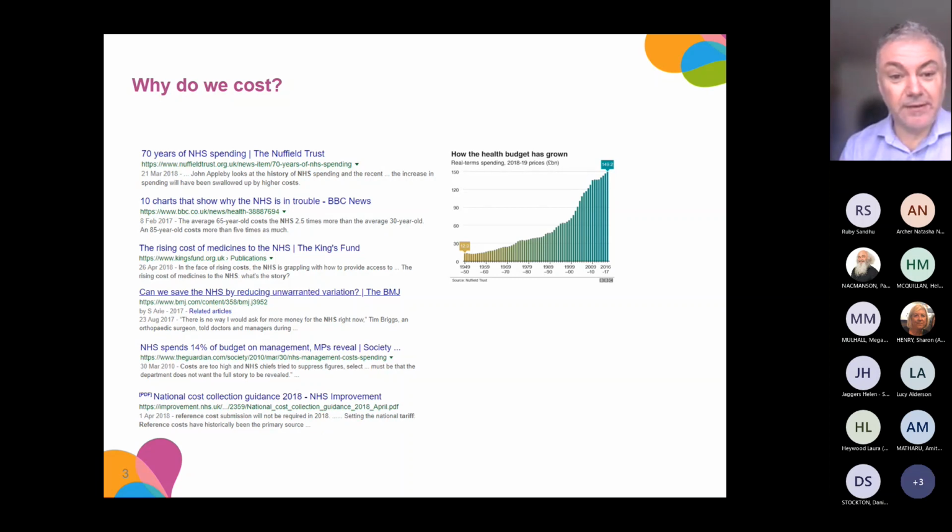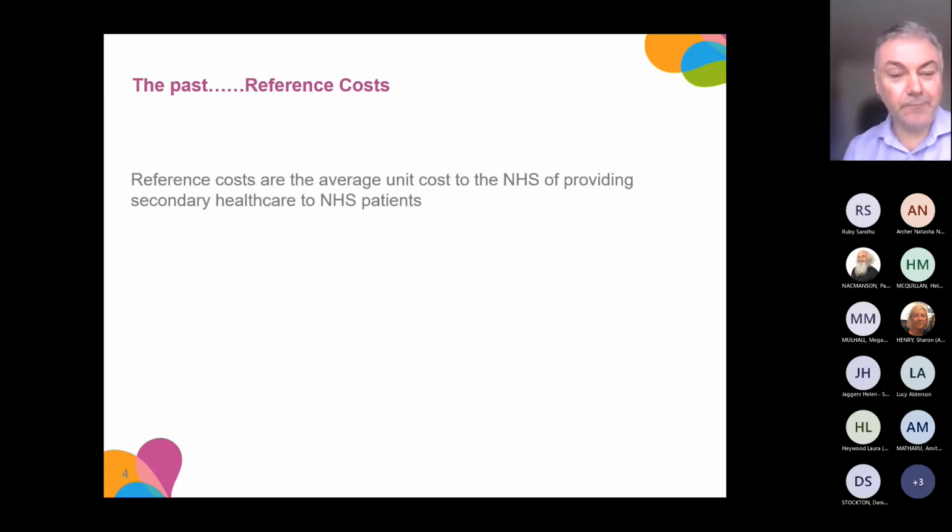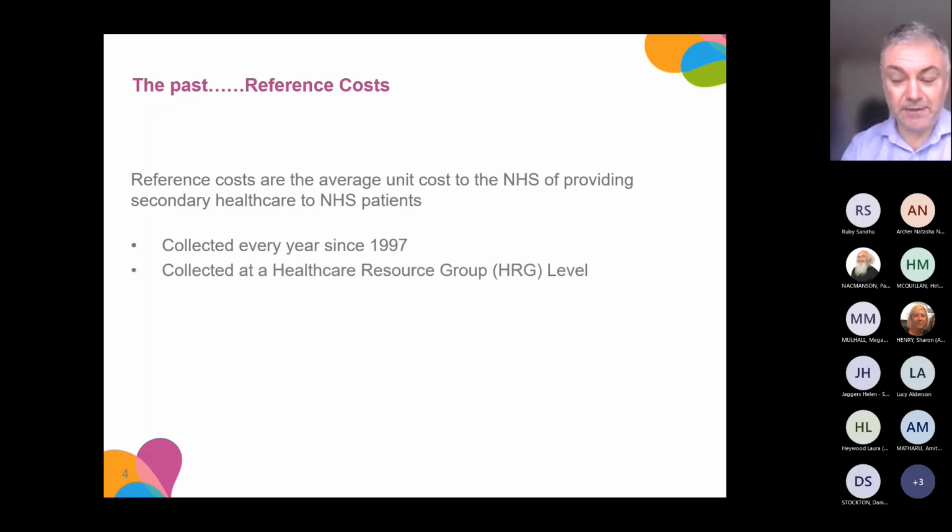The final bit is the national cost collection, which I've just talked about. That informs tariff. So those costs that we all send in are used to build tariff, and that's how organisations get paid. That process used to be called reference costs. Reference costs are the average unit cost of the NHS providing secondary healthcare to NHS patients. It's been collected every year since 1997. Like I say, it's a mandatory collection.